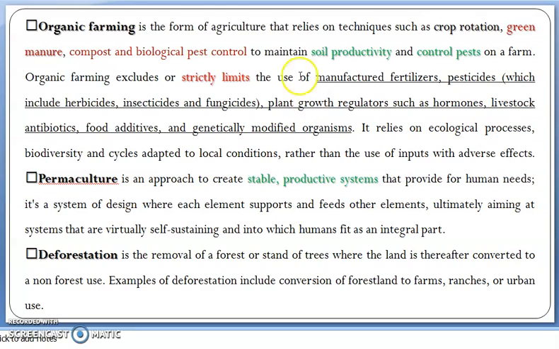Next, organic farming. Organic farming is a very hot topic now. A recent burning topic is organic farming, and the government is promoting organic farming among the farmers. It is a form of agriculture that relies on techniques such as crop rotation, green manure, compost and biological pest control to maintain soil productivity and control pests on a farm by organic means.